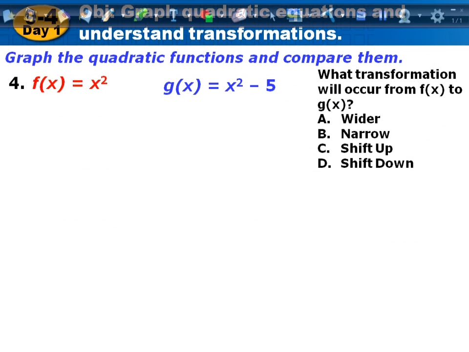All right, number 4. Again, we're going to look at these. F of x equals x squared. Again, it's just our parent. G of x is x squared minus 5. So this time we're going to look and see what adding or subtracting something to the end of the x squared is going to do to our graph. It says what transformation will occur from f of x to g of x? A wider, B narrower, C shifts up, D shifts down.